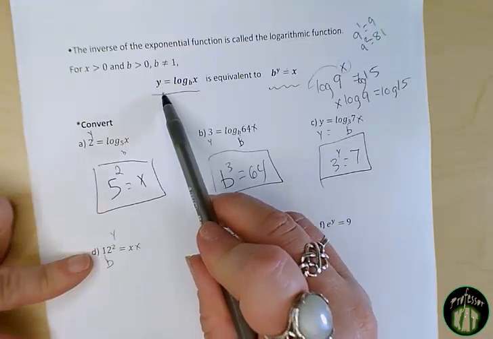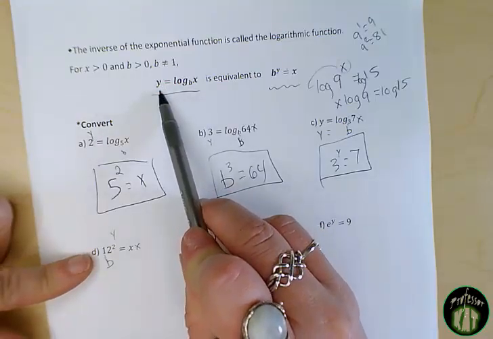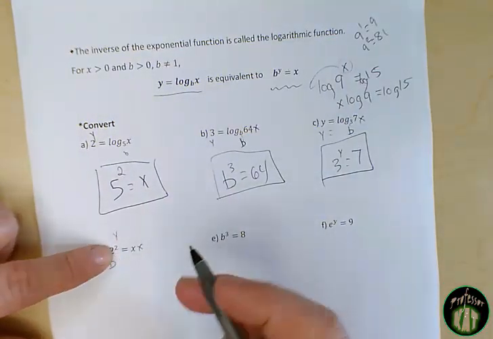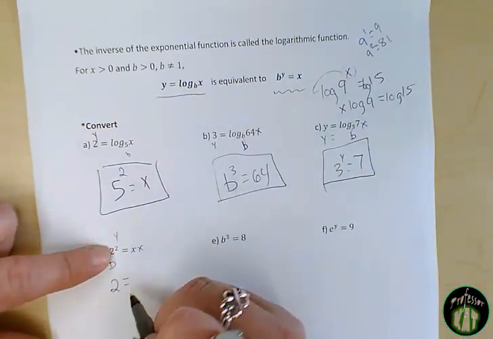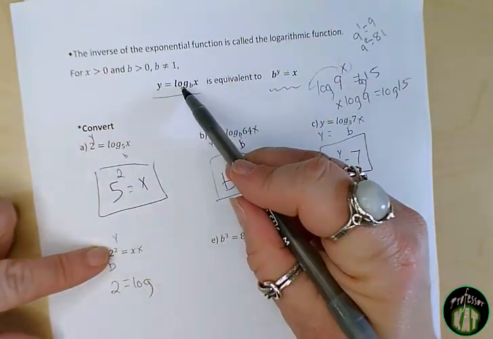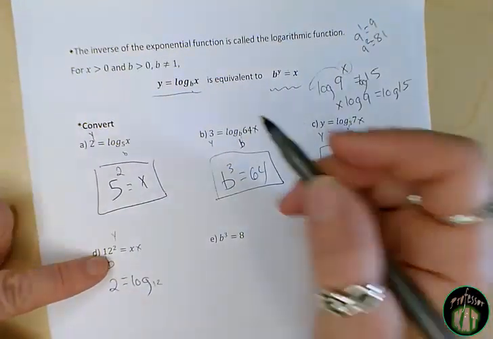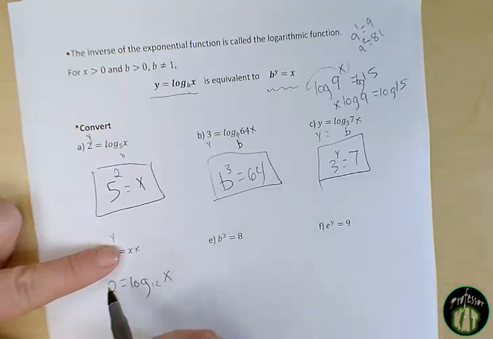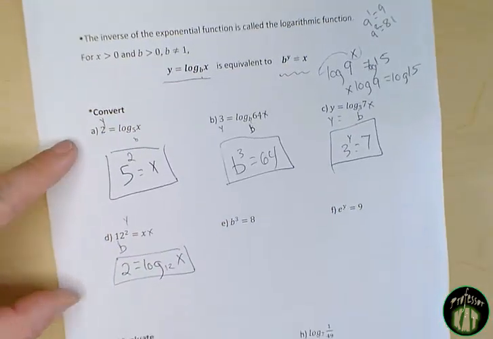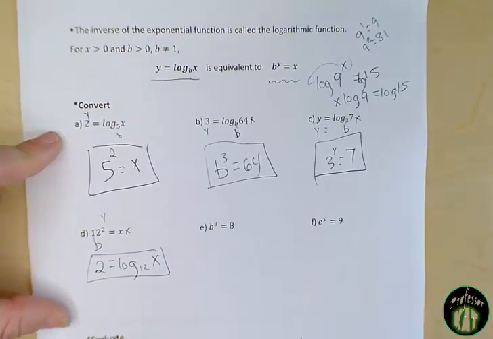Now go backwards. We need to create this. So we need to create y equals, our y is a 2, so 2 equals. Log is always going to be there. Log base b. Now our b is a 12, and then that's going to be of x, which for us is just an x. So that is our logarithmic form there.